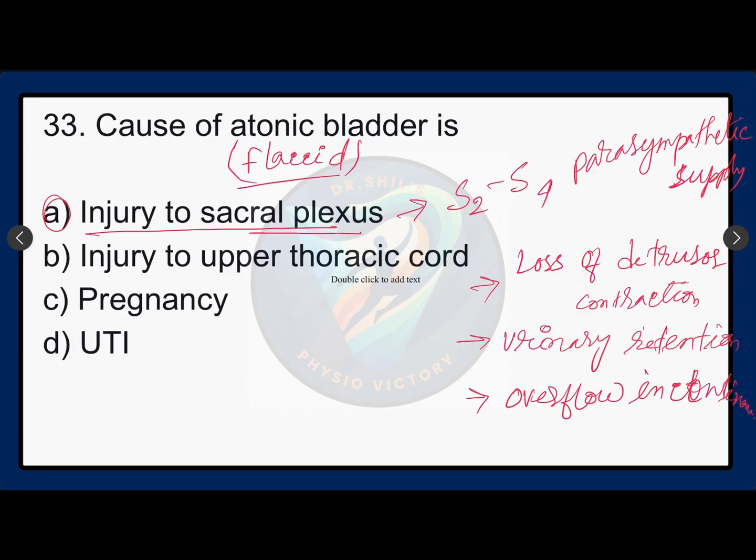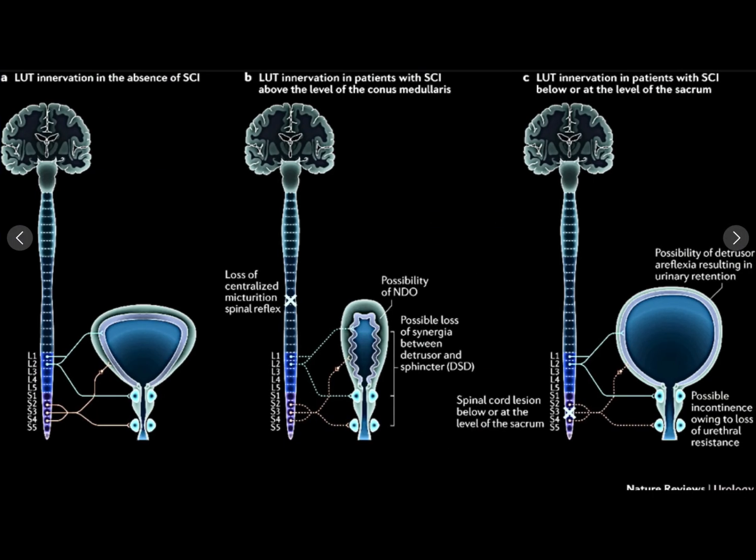Incontinence. Injury to the upper thoracic cord basically leads to spastic bladder. Next question. So this is the image. You can see here how bladder contraction is controlled by the central nervous system or the spinal cord.